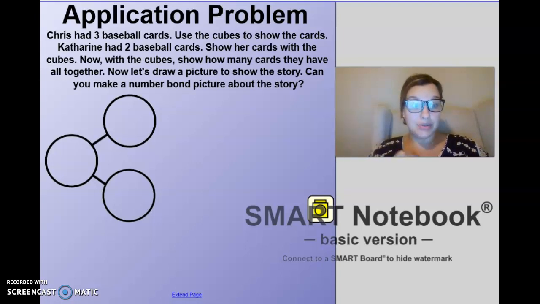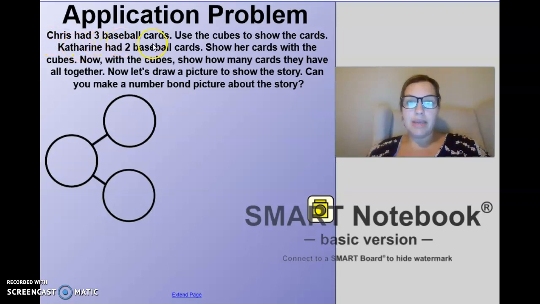We're going to do an I do, where I show you. We're going to do a we do, where we do it together. And then we're going to do a you do, where you do it, and then we check our work. Okay, so I want you to listen to my story, and then I'm going to explain why I'm doing what I'm doing. You're just going to watch for this one, okay?